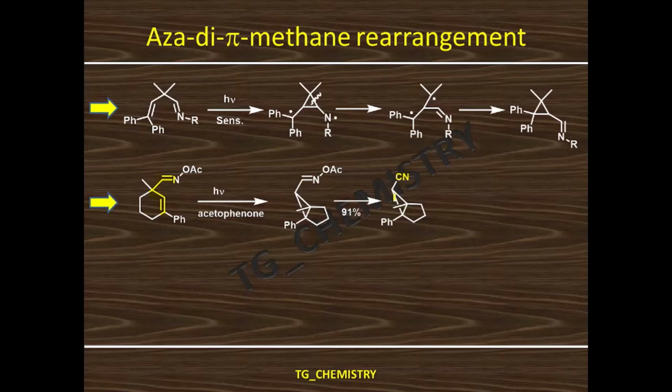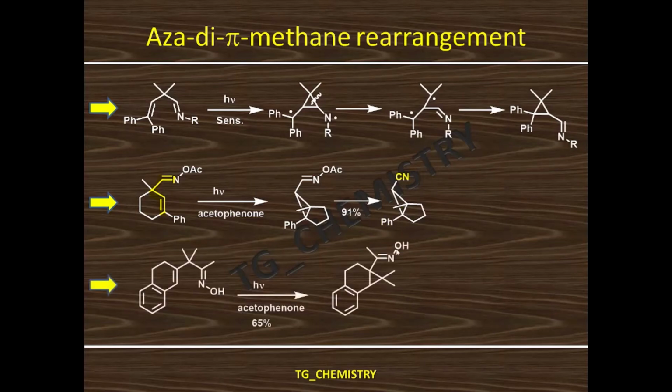So we will end up with a 3-fused ring structure, a bicyclic system with a cyano group and a phenyl group as the substituents. In another example, if you can see, this is another example of this aza-di-pi-methane system. So you need to understand or realize the aza-di-pi-methane moiety or skeleton where the reaction takes place in the presence of acetophenone sensitizer.